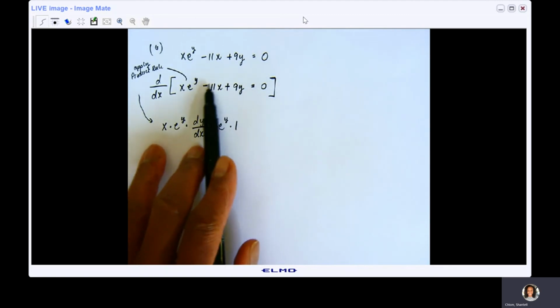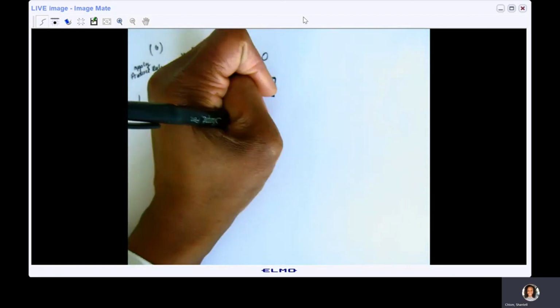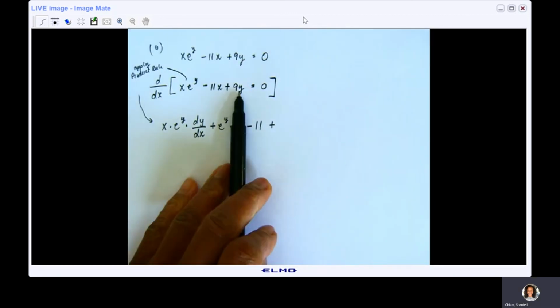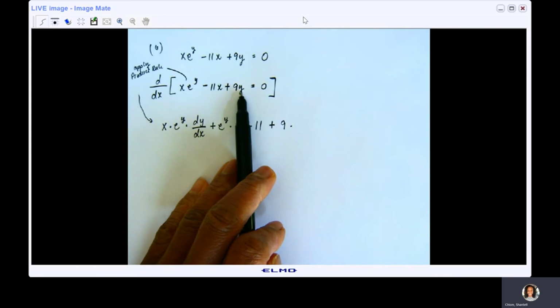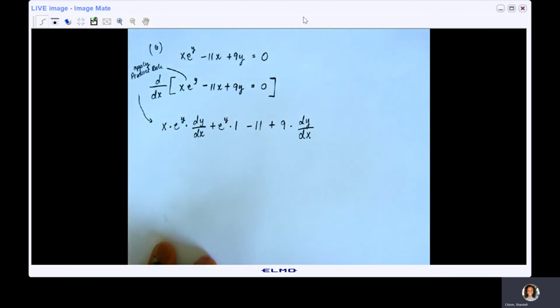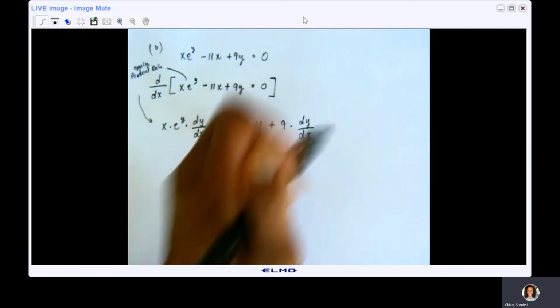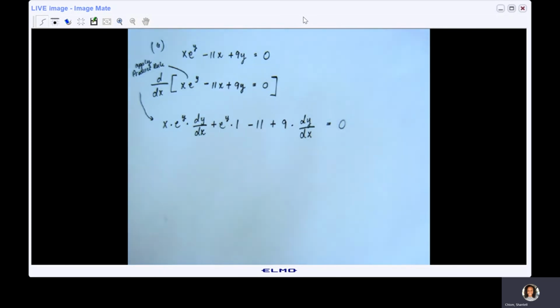Then I take the derivative of this next term, 11x. The variables agree, so that's just a minus 11. Then I move on to the derivative of the third term, 9y. The outer derivative is going to be 9, and then the derivative of y itself with respect to x is dy over dx. And that is still equal to 0 because the derivative of 0 is 0. Clean all this up. It looks kind of yucky at the moment, so we're going to clean it up.